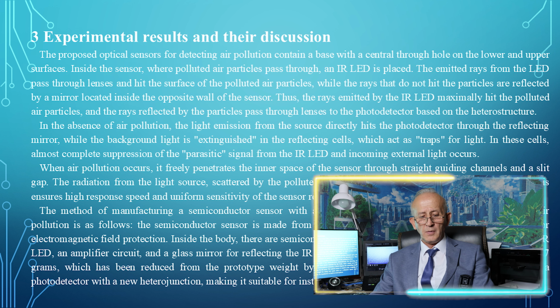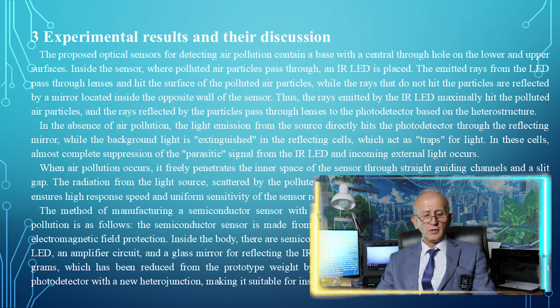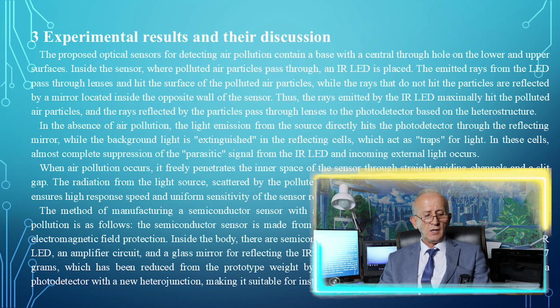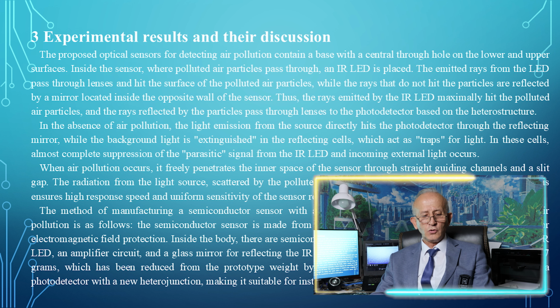The method of manufacturing a semiconductor sensor with a new heterostructure detector for detecting air pollution is as follows. The semiconductor sensor is made from plastic material for the body with a metal cover for electromagnetic field protection. Inside the body, there are semiconductor elements, a block diagram for controlling the IR LED, an amplifier circuit, and a glass mirror for reflecting the IR beam.